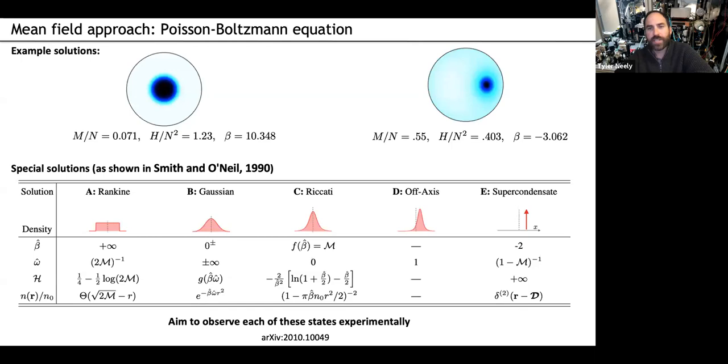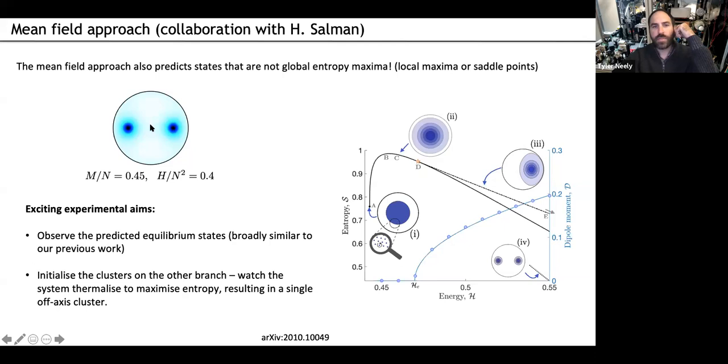So now our aim was to try and observe each of these states experimentally, and in particular also see them emerging from non-equilibrium initial conditions. These non-equilibrium initial conditions are something that the mean field also predicts. So you can have another branch of solutions, which Haider's found, where you have something like these two clusters. In equilibrium, this should be a single off-axis cluster rather than two clusters.